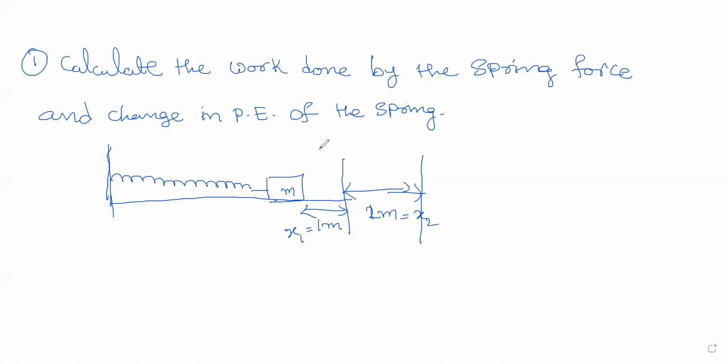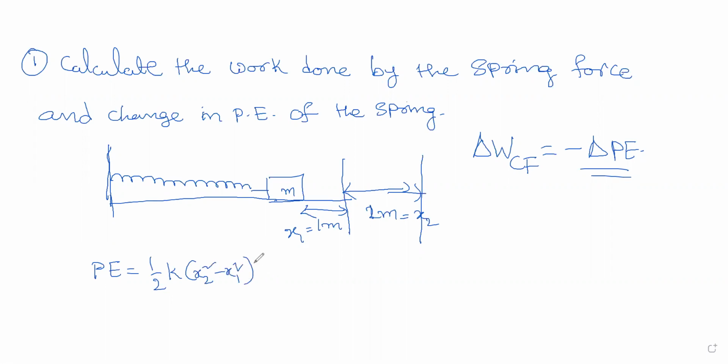So I told you the spring force is a conservative force. So the work done is nothing but the negative of the change in the potential energy. So delta W by the conservative force is the negative of the change in potential energy of the spring. Based on this idea, the change in potential energy of the spring is half K into x2 square minus x1 square. I just told you this formula. The force constant K they have given as 50.